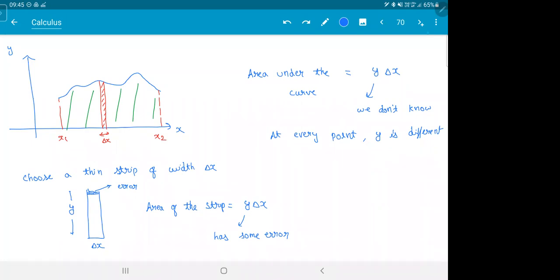Next one. So what we do to make it better? If we make delta x tend to 0, that's you're making delta x smaller and smaller. This is how we write it mathematically, delta x tends to 0 with an arrow like this. Then what happens? If delta x tends to 0, we can write delta x as dx. So error becomes smaller and smaller.